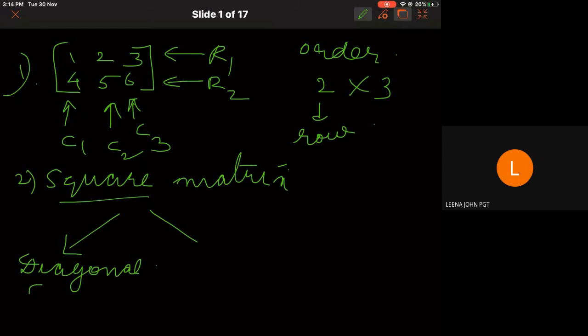For example, you can see here 1, 0, 0, 0, 2, 0, 0, 0, 3. All the non-diagonal elements are 0. Then it is a diagonal matrix.